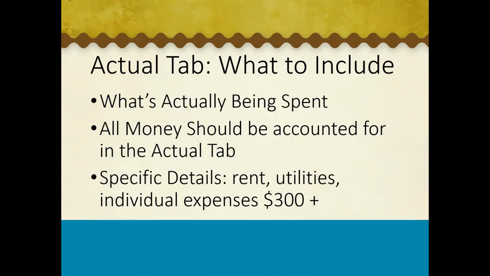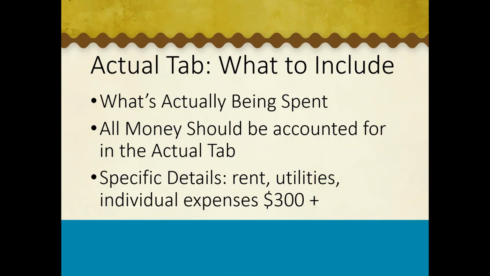So if you think you can get a place for $1,200 a month, that may be what you put in for rent. And then when you actually get a place, you might discover that the rent's actually $1,300, or maybe it's only $1,100 a month. But the actual tab then is a place for you to show what's actually being spent. So the budget worksheet tab is what we're predicting. The actual tab is what is actually happening.